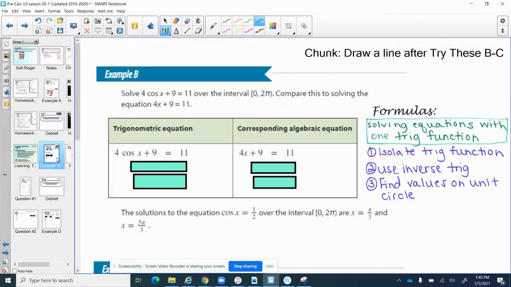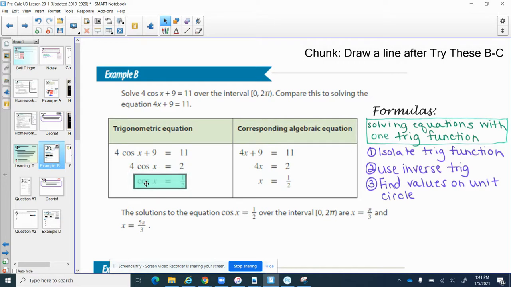Now, the next piece of this is going to look into actually solving. So notice this equation right here. Imagine we were solving it just with an x, like a linear equation. We would need to subtract 9 and divide by 4 to get our final answer. That process does not change with trig. We're still going to subtract 9 and divide by 4, but we're isolating cosine of x versus just x.